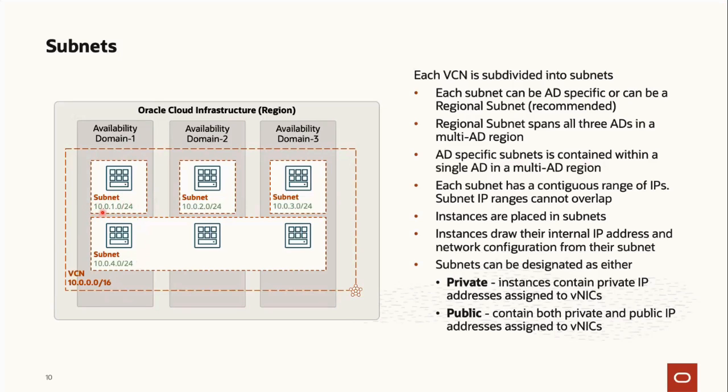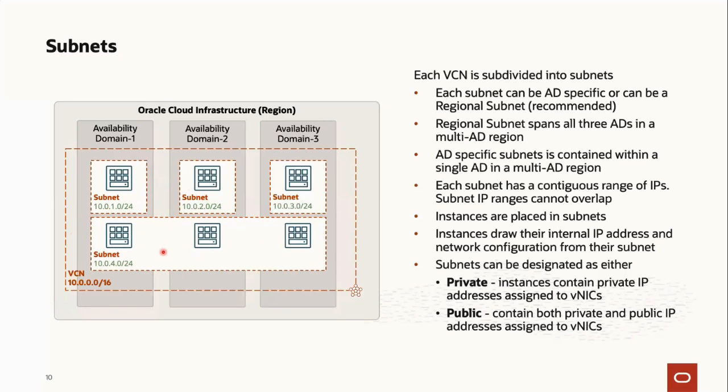Now, a subnet can be AD specific or it can be a regional subnet. That's something to note, and that's what makes us quite a bit different from other CSPs. Out of the box, we like to make sure that we have HA everywhere we can. With multiple availability domains within a region and a regional subnet, you can deploy resources within the same subnet but in different physical ADs. Note that these subnets cannot overlap with each other or with the VCN itself.